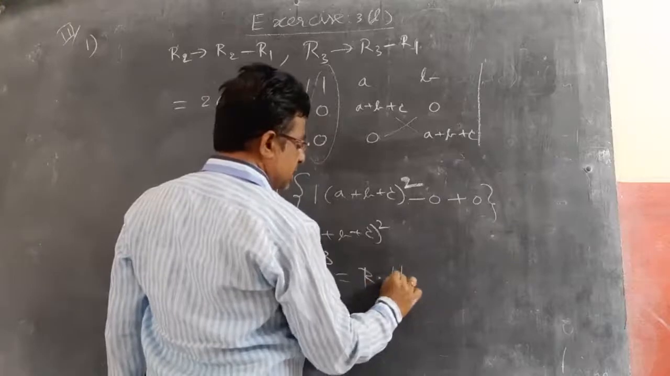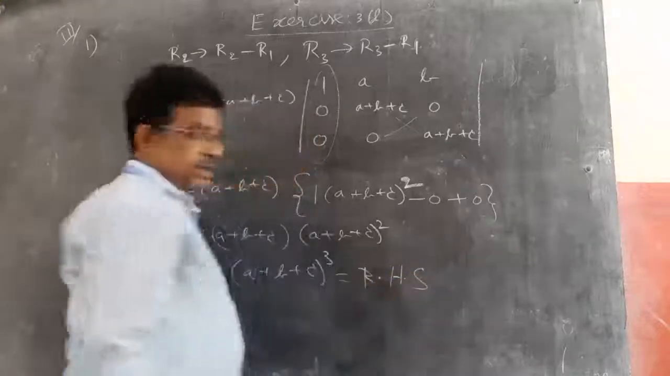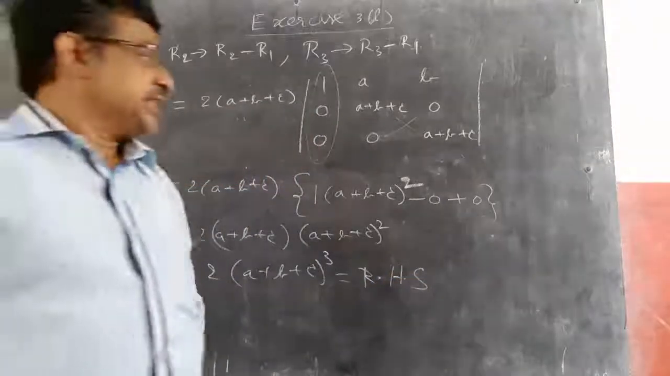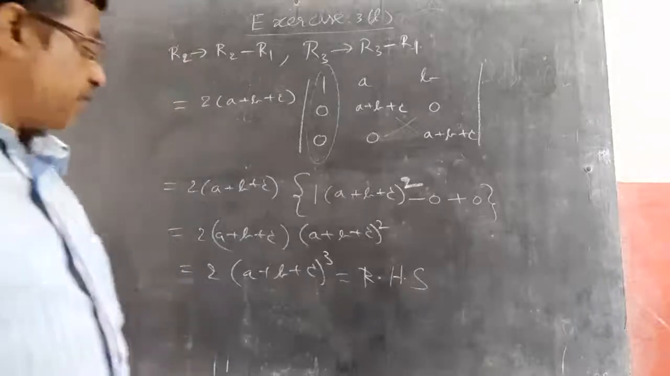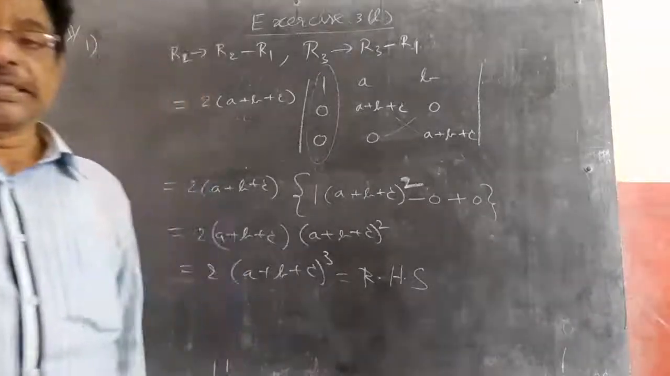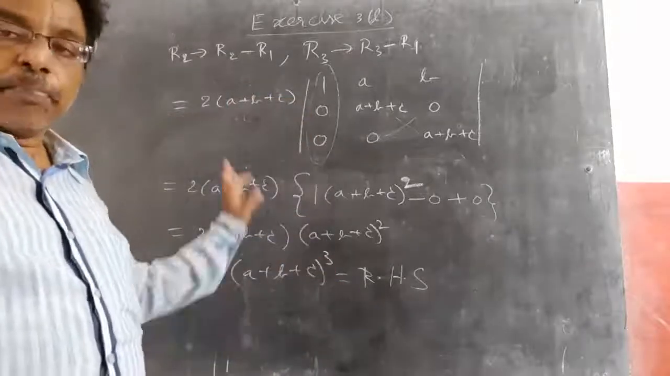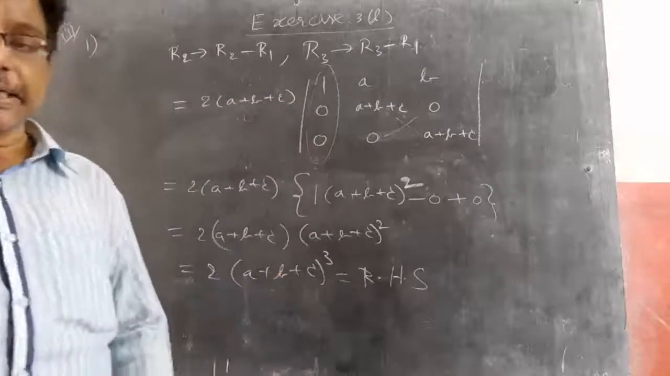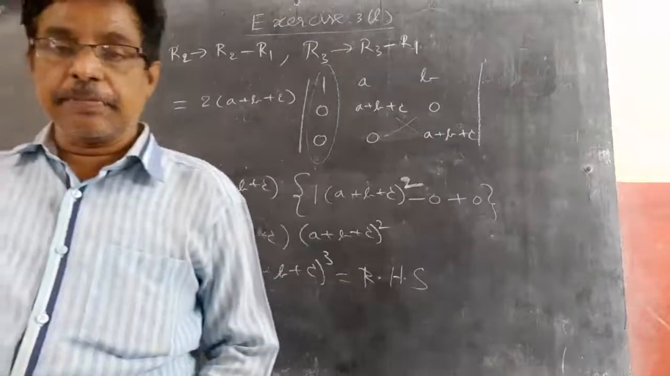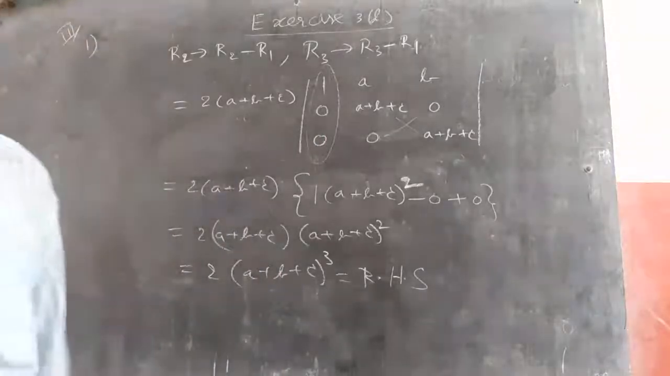I took LHS and applied the third, fourth, fifth properties, and I got the sum simply, very easily: 2 into (a plus b plus c) whole cube. If you expand in the beginning, you won't get this. By applying properties, you will get 2 into (a plus b plus c) whole cube very simply, very easily.